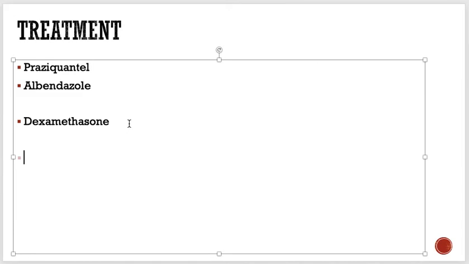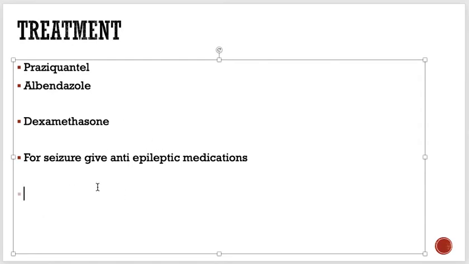And of course, if someone is presenting with seizures, we give anti-epileptic medications to control the seizures. Of course, this is for neurocysticercosis. Now, remember, it is about the cyst. If the cyst cannot be removed by the medication, surgical removal of the cyst can be done as well. But before the development of these drugs, this was the only method to treat these patients. Nowadays, because we have these drugs, surgery is not needed most of the time and is very less commonly used.